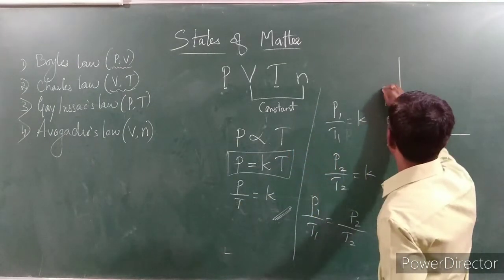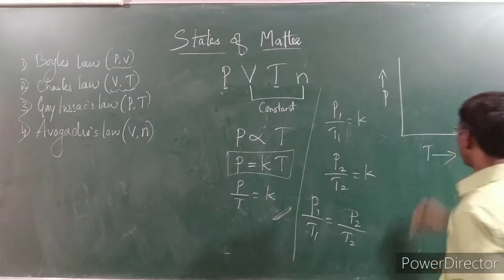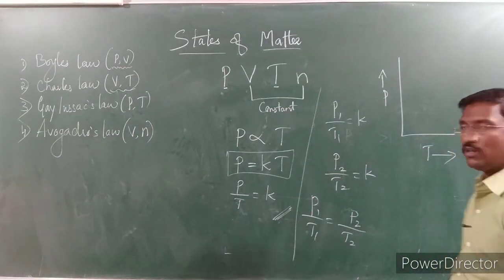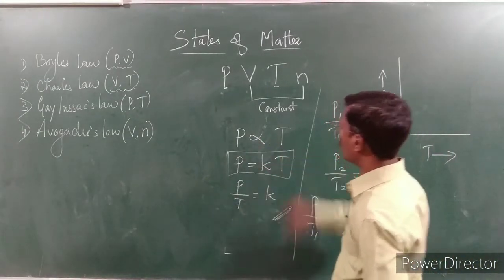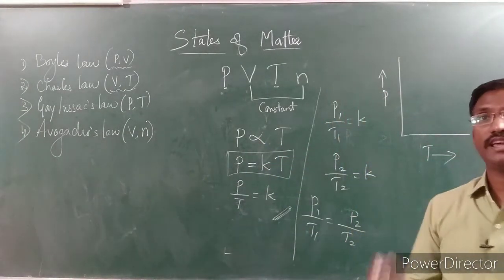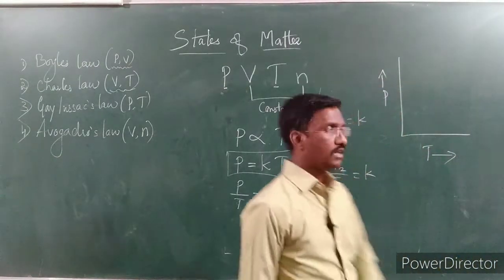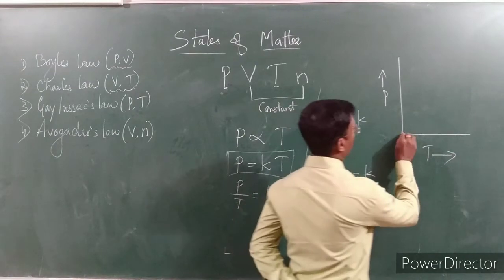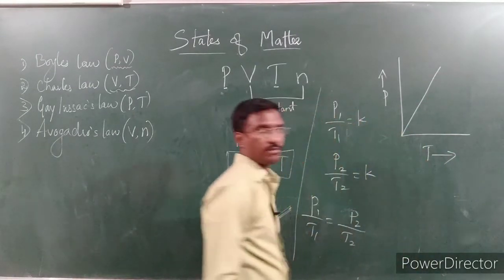So I will take pressure along the y-axis and temperature along the x-axis. Are you getting this one? Here they are directly proportional, which means they increase together and decrease together. For that reason, I would like to draw the graph again as a straight line, because they are directly proportional.